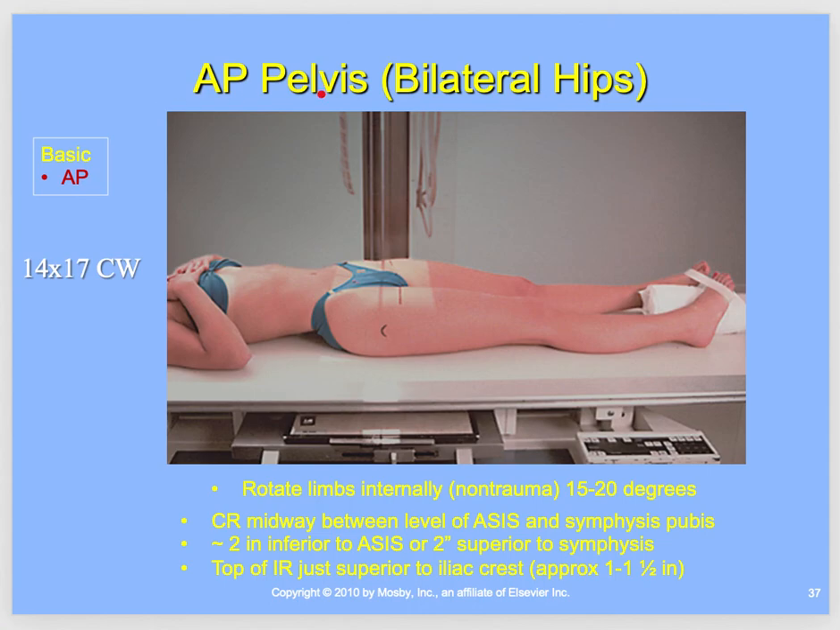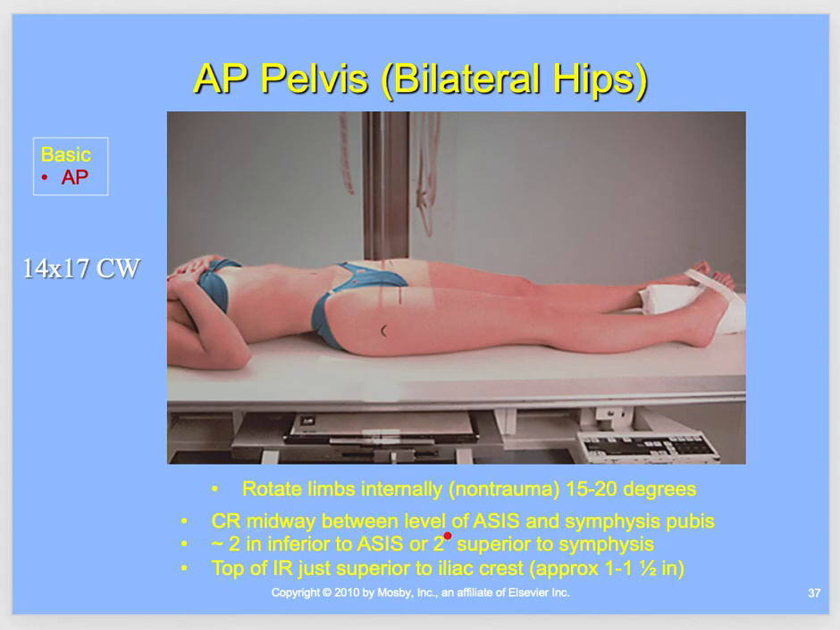Alright, so AP pelvis bilateral hips. Patient is supine. You're going to rotate those limbs internally for non-trauma 15 to 20 degrees. You can see that they're rotated in. Most patients can hold them in. You're not going to have to tape them, but special cases you may have to.